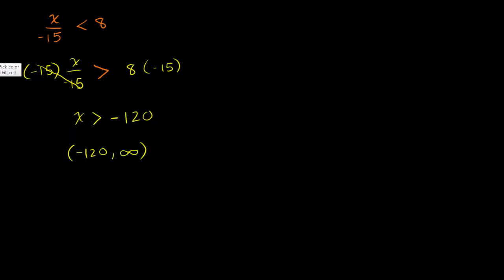And if we were to graph it, we draw the number line here. I'll do a real quick one. Let's say that is negative 120, maybe 0 sitting up here. This would be negative 121. This would be negative 119. We are not going to include negative 120 because we don't have an equal sign there, but it's going to be everything greater than negative 120. All of these things that I'm shading in green would satisfy the inequality.